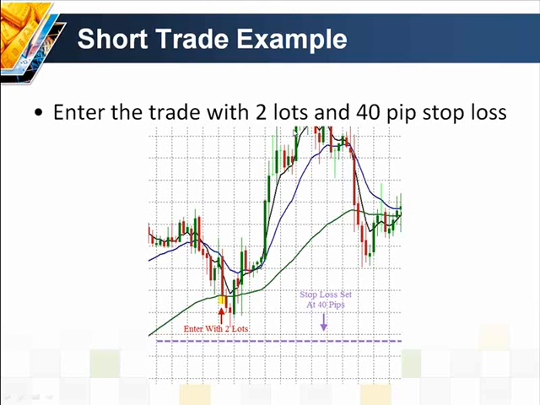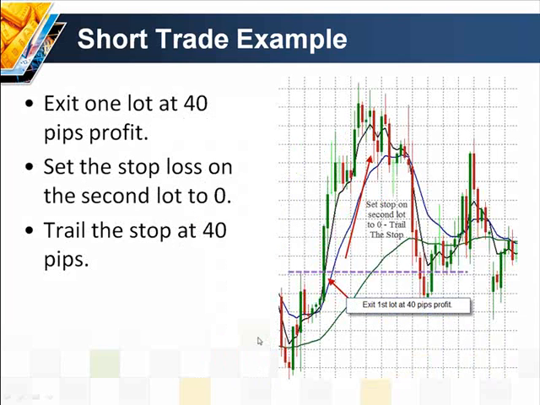We enter the trade with 2 lots and a 40 pip stop loss. So we enter here with 2 lots, and we set our stop loss 40 pips back to protect ourselves in case the trade doesn't move in our favor. And we exit one lot at 40 pips profit, so we set our take profit level to 40 pips. When that first lot exits, we move the stop loss to the break-even point, and we trail the second stop loss until it is hit.